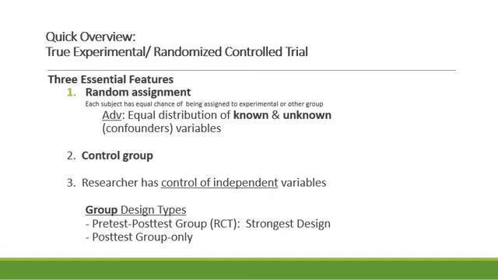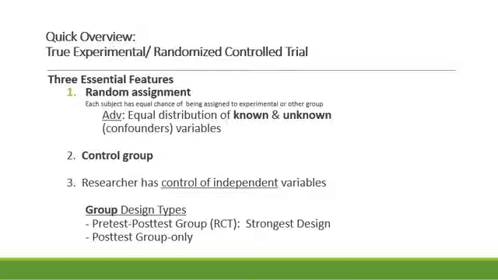Three essential features. There is the random assignment. Each subject has a chance of being assigned to the experimental or to the control group. The advantage is the equal distribution of known and unknown variables. Of course, there is the control group. Sometimes the control group is a true placebo. Sometimes it is the current standard of practice, because it could be unethical to give no treatment. Third, the researcher has control of independent variables, the independent variable again being the variable that you manipulate or control.